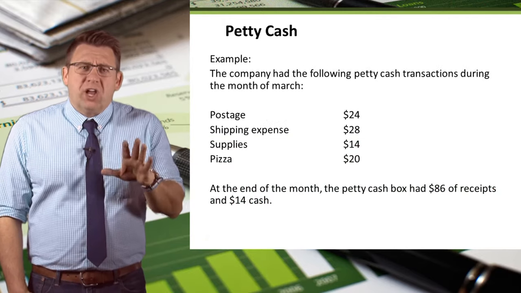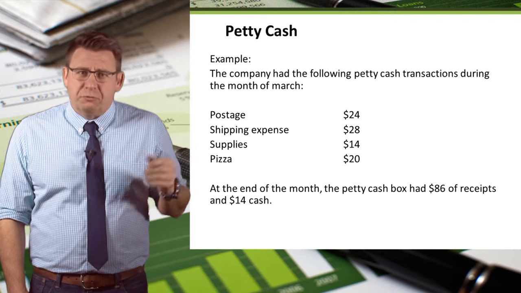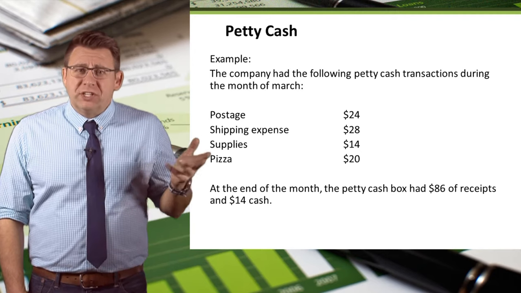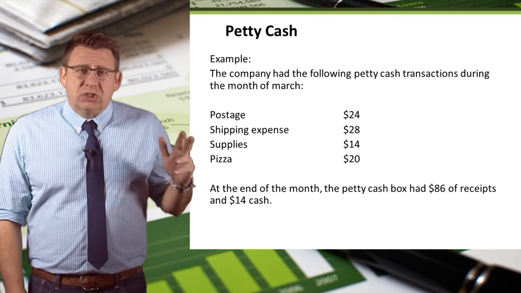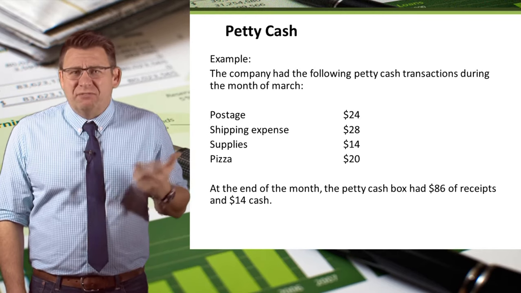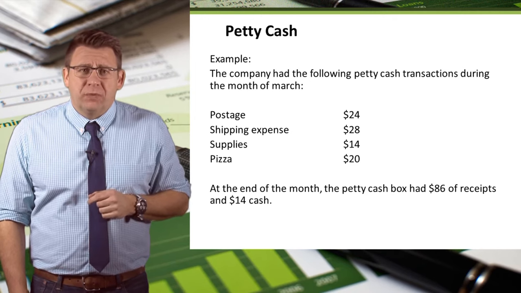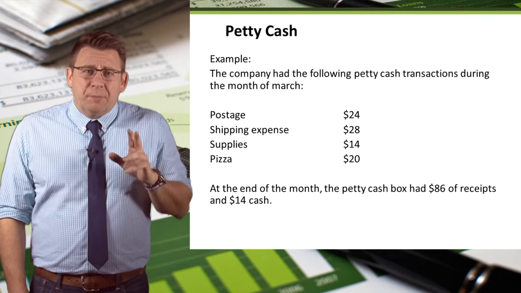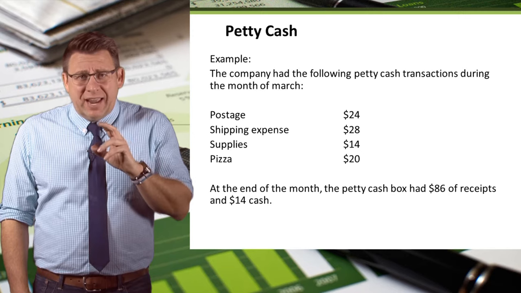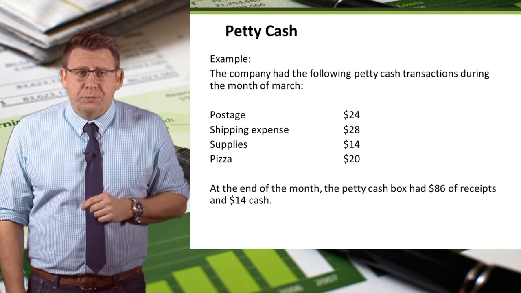Let's assume the following petty cash transactions took place during the month of March. Postage, $24, shipping, $28, supplies, $14, and let's say we had a pizza party for $20. At the end of the month, the petty cash box has $86 of receipts and $14 cash.